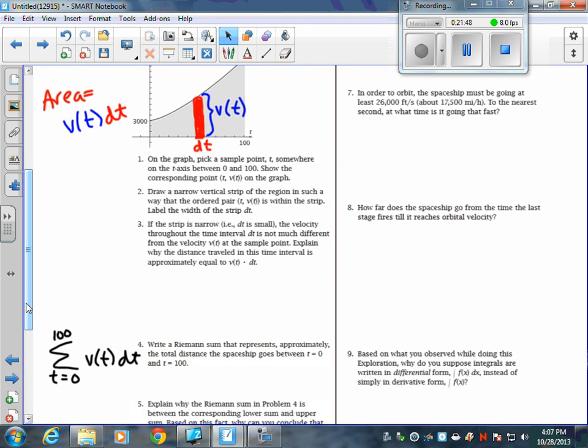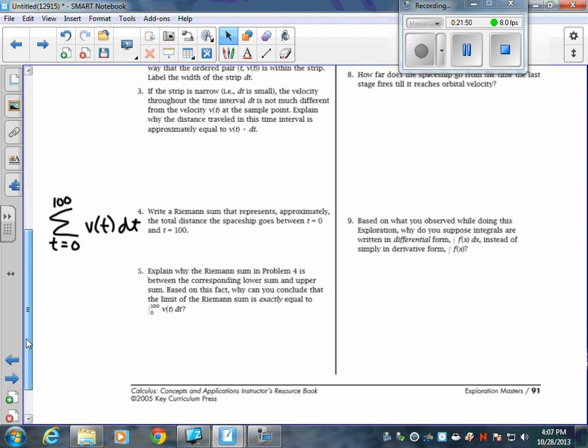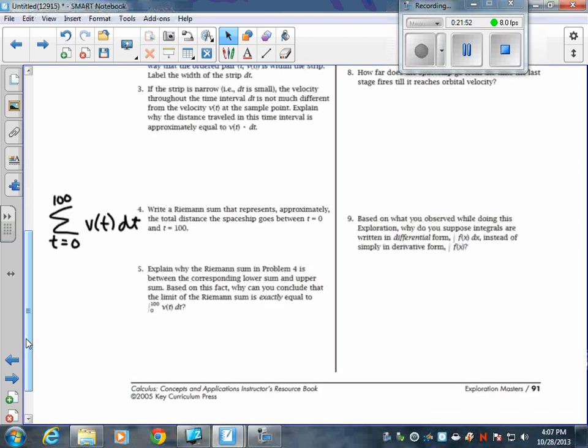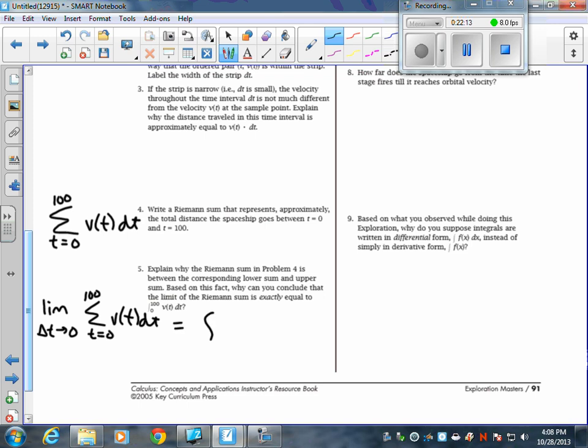Now, I'm not going to talk about this upper and lower sum, but I'm going to talk about if I had the limit as my change in t was going to 0 of this sum. So my rectangles are getting smaller and smaller and smaller. That would be the definite integral from 0 to 100 of v of t dt.